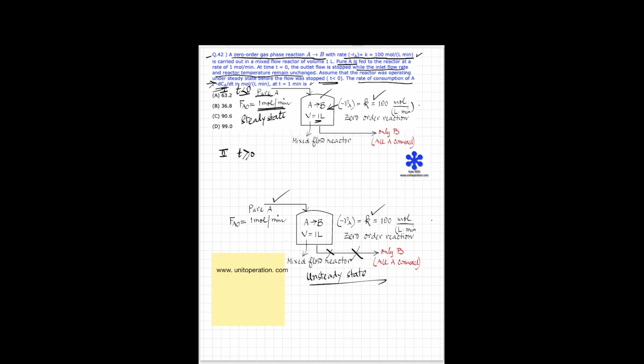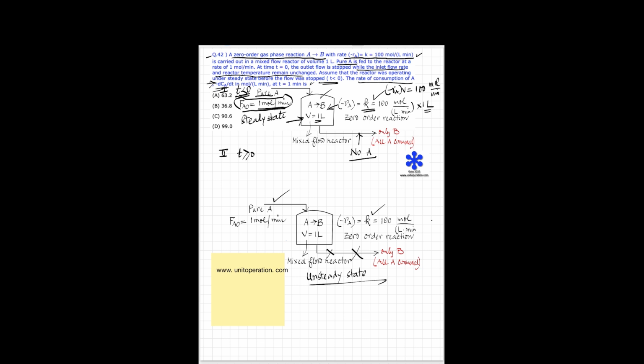See what happens at time t less than or equal to 0. At that time, this is a zero order reaction, the rate of reaction will be equal to minus Ra times V, which you multiply by 1 liter, so that would be equal to 100 moles per minute of A consumed. And you can see that A is entering at the rate of only 1 mole per minute, so all the A would be consumed, and there will be no A in the outlet stream, and this is entirely filled with B.